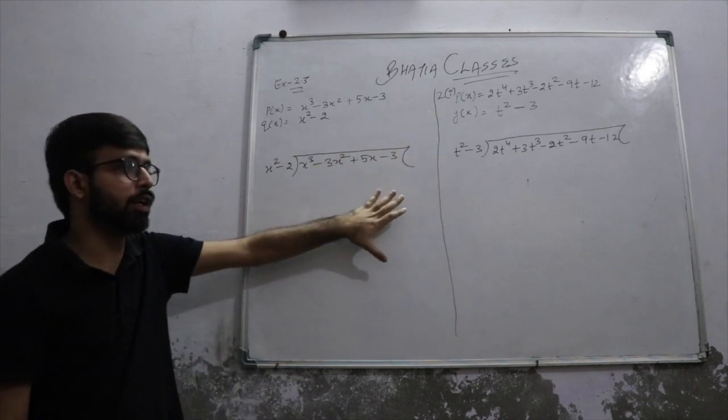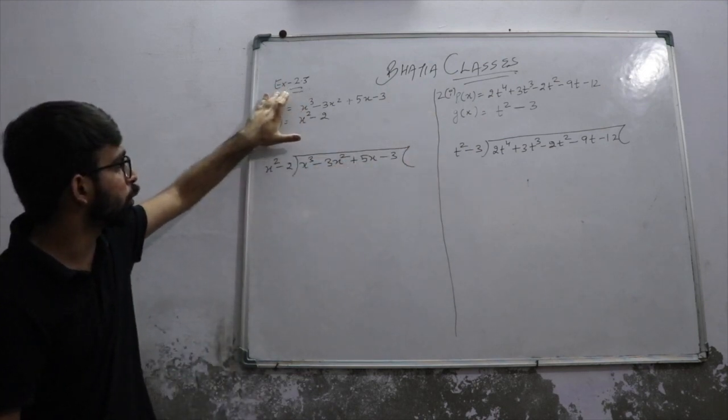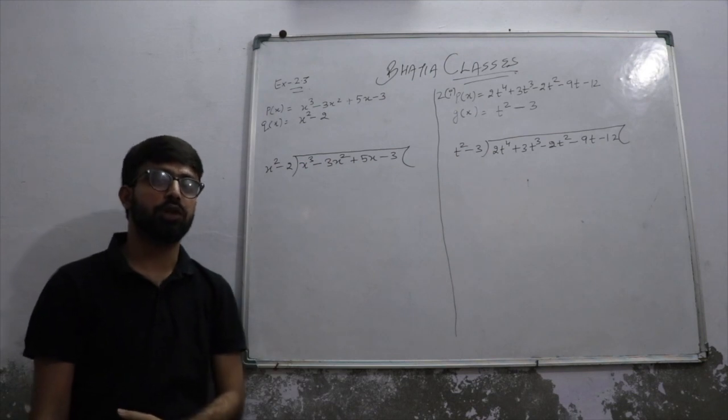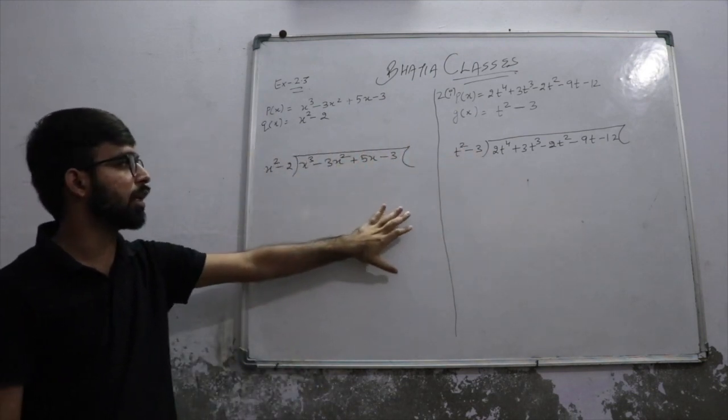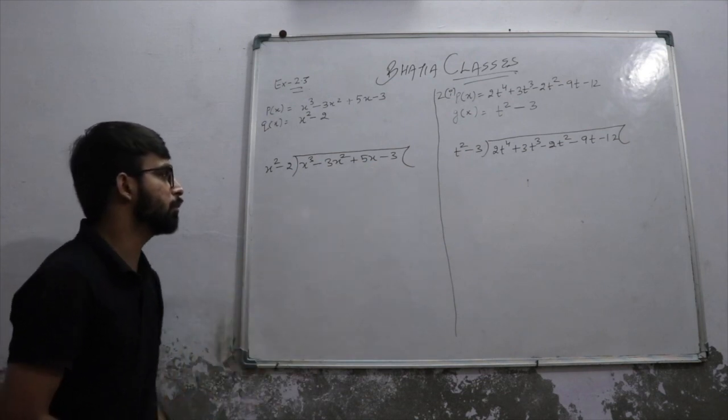This is my next video of chapter 2, exercise 2.3, and the chapter name is Polynomials. Here you can see these two examples; these sums are based upon division. I will start with this sum.